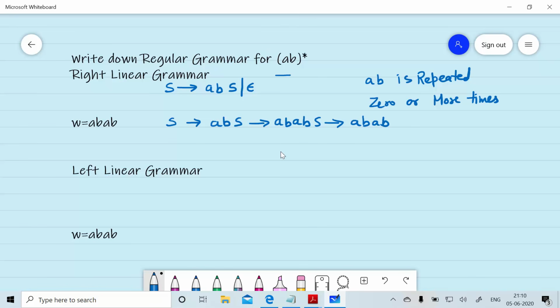Now we will generate the left linear grammar for (ab) star. So the last two symbols can be ab. We will write S gives Sab or null. The string abab can be generated this way. S gives Sab. S gives Sab again. And then S is replaced by null.